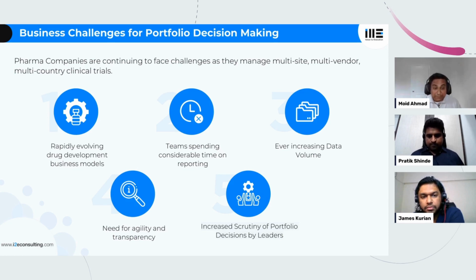In pharma specifically, the push for early to market is more than ever. So now the organizations are looking at squeezing the drug development life cycle a bit, just to be ahead in that early to market model. This poses a big challenge when we talk about organizing the data for decision making.